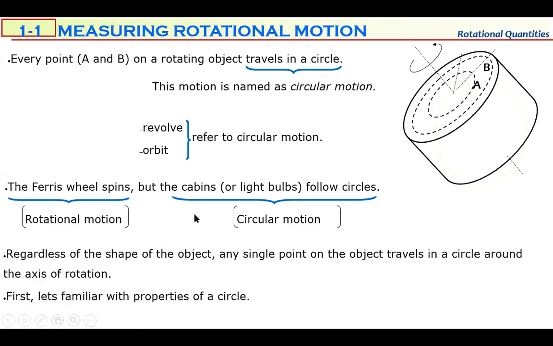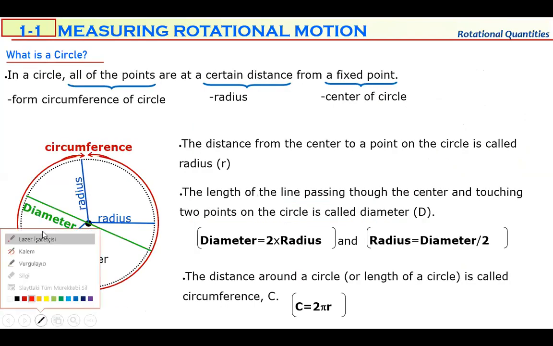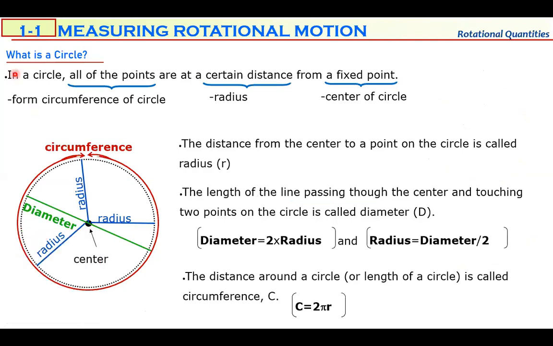Okay, so now I will give some basic information about circles. What is a circle? In a circle, all points are at a certain distance from a fixed point. This is the fixed point, which is known as the center of the circle. And every point is at the same distance from the center, which is the radius. This distance is called the radius. And all of these points form the circumference of this circle.